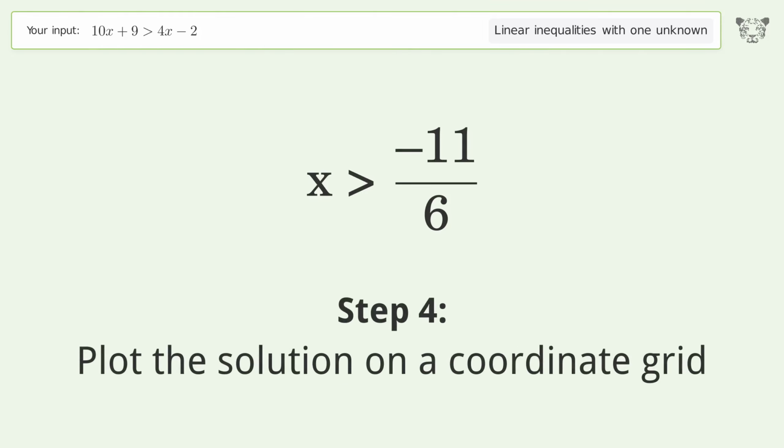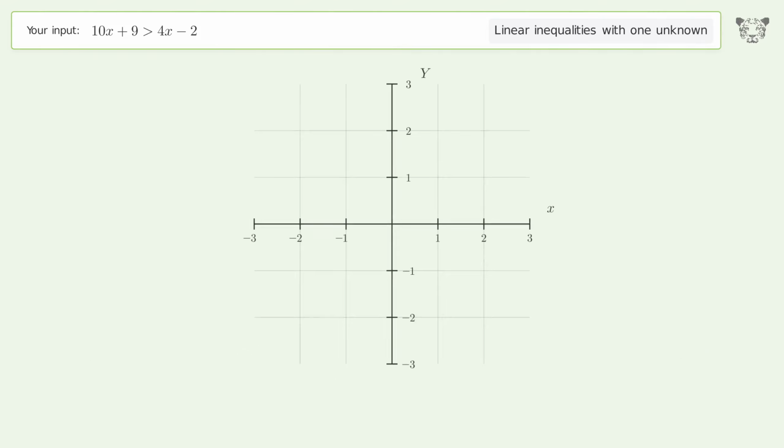Plot the solution on a coordinate grid. And so the final result is x greater than -11/6 greater than -15/6.